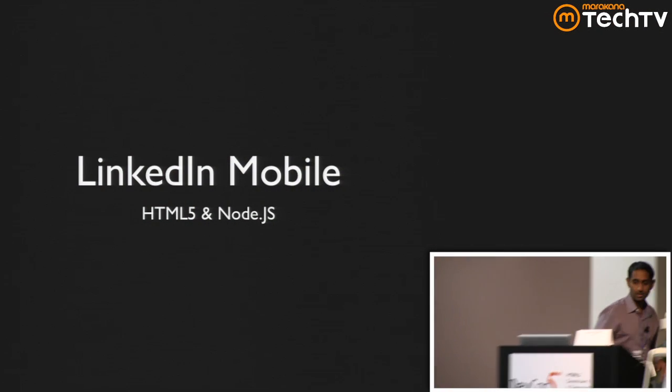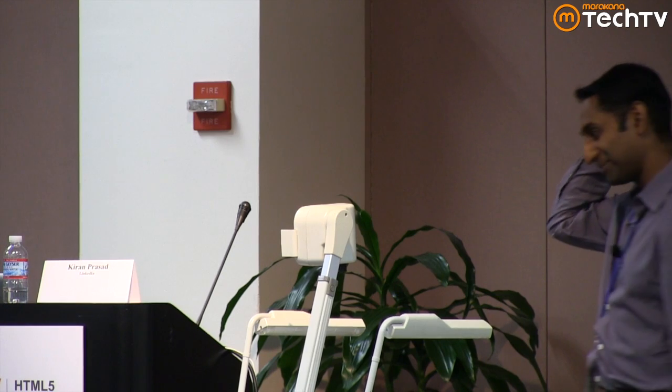I want to just get a quick idea of the types of people in the audience. How many people here are product managers? A couple. How many are designers? Okay. And how many are developers? Oh, that's good. Okay. It's a pretty good ratio.